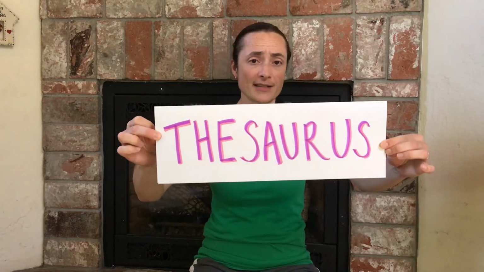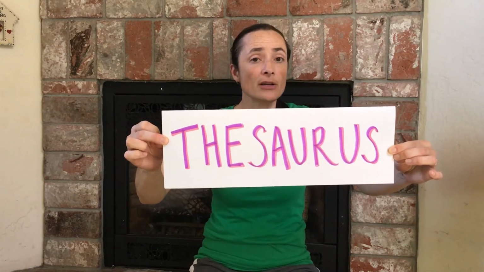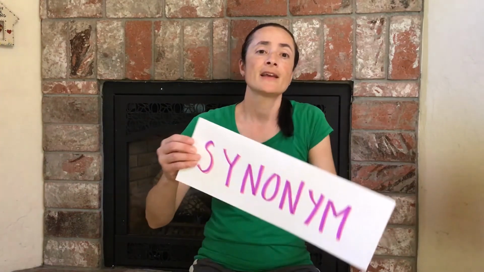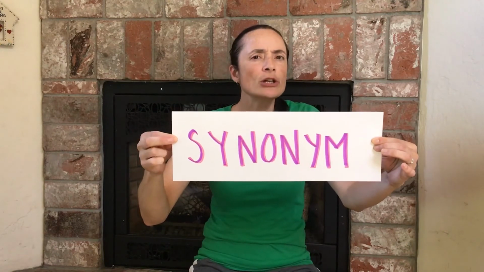A thesaurus is a book or a collection of words, I guess, if it's online, that lists synonyms for common nouns. For example, you could type in the word coat, and the thesaurus would give you a list of words that have a similar or same meaning as coat. You can also find synonyms in a dictionary when you look up the definition of the word that you are trying to find a synonym for.